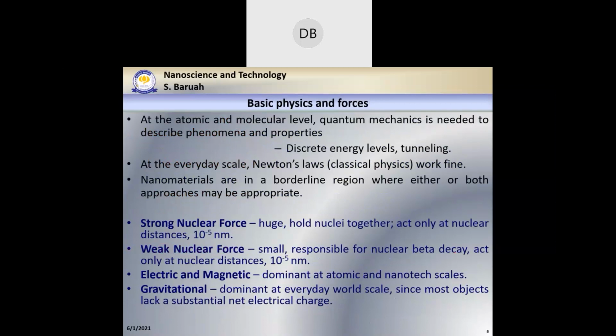So at the atomic and molecular level, quantum mechanics comes in. Quantum mechanics, I'm always talking about quantum mechanics, means quantum means in packets. It's not continuous. So anything as you go down smaller and smaller is not continuous but rather discrete.